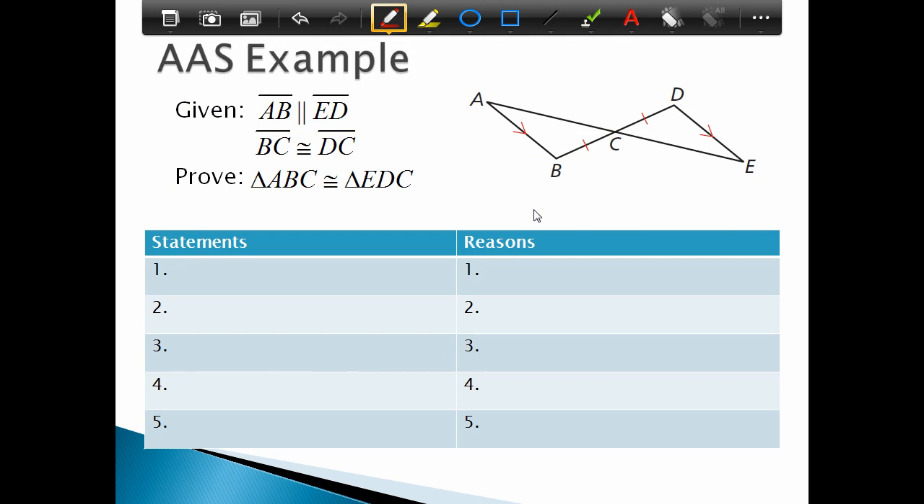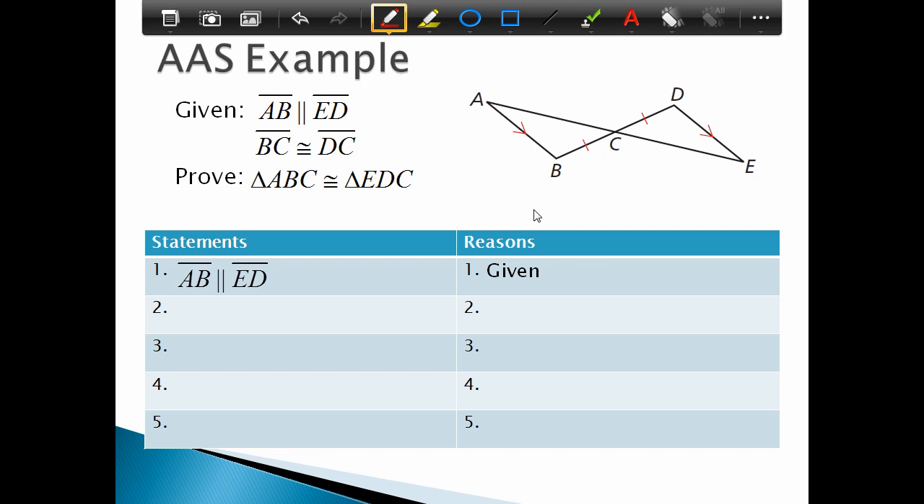We'll start off with that. I'm trying to find that those two triangles are congruent. I'll start with the basics. I know that AB is parallel to ED. It tells me right there, AB parallel to ED. I even got to mark those little extra arrows in the little picture. That was given to us.